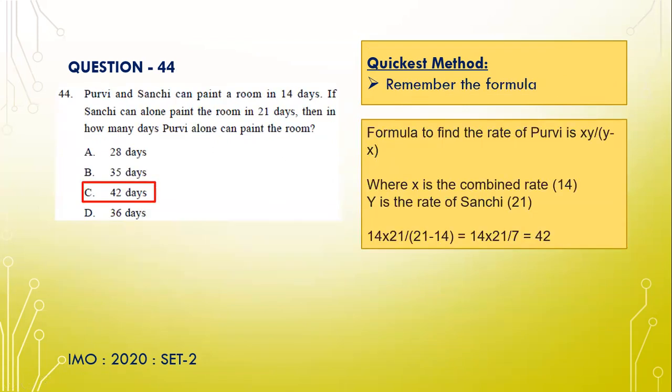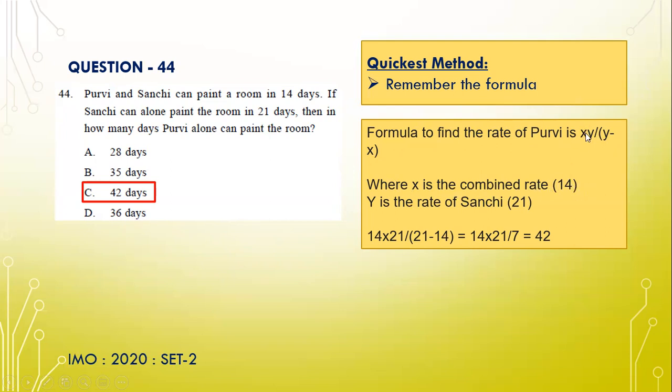Purvi and Sachi can paint a room in 14 days. If Sachi can alone paint the room in 21 days, then in how many days can Purvi paint the room? So the formula is xy upon y minus x. So just remember this formula. It is xy upon y minus x, where x is the combined rate.